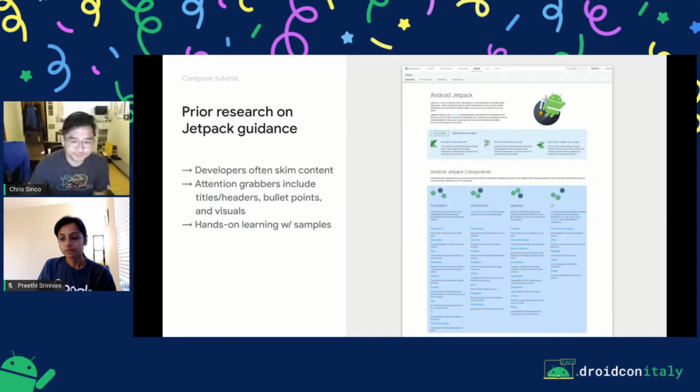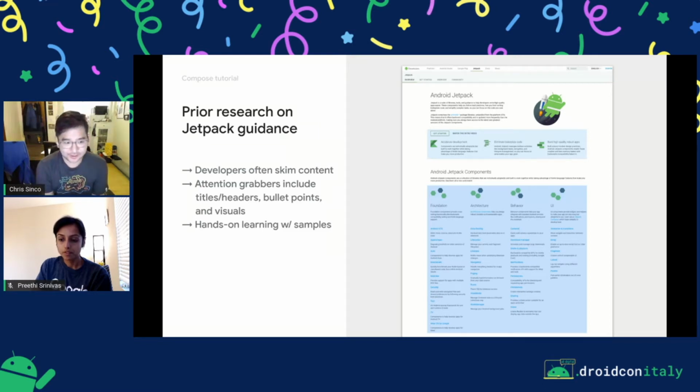And so before we designed it, we actually had some prior research on some of the guidance work that we had done on developer.android.com, specifically for some of the Jetpack pages that some of you are familiar with. So in prior research, we found that developers often will skim content. They'll look for attention grabbers like bullet points or titles or big visuals.